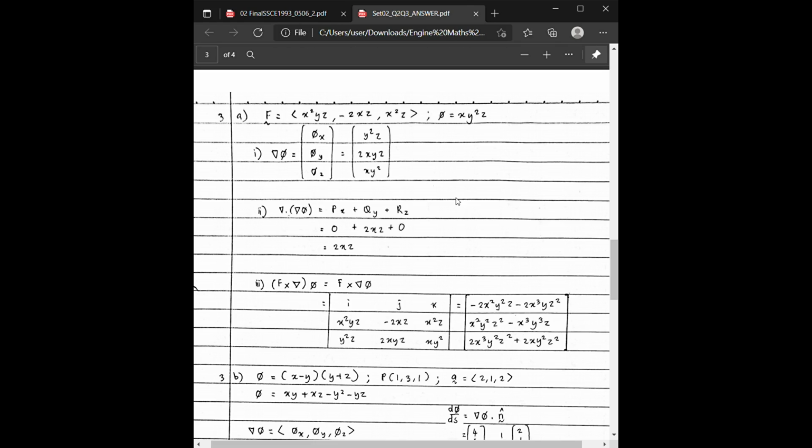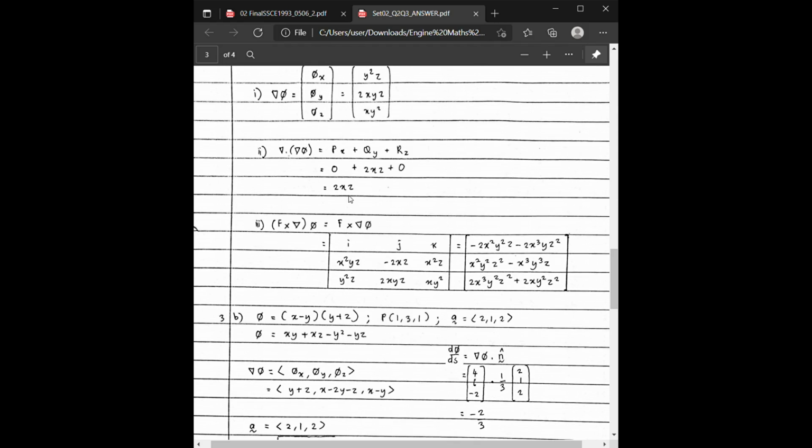Then after that, number 2, find the dot product of del with the gradient. This one is equal to px plus qy plus rz. So this is just a variable, so it will be equal to 0 plus 2xz plus 0. Then our dot product is 2xz.